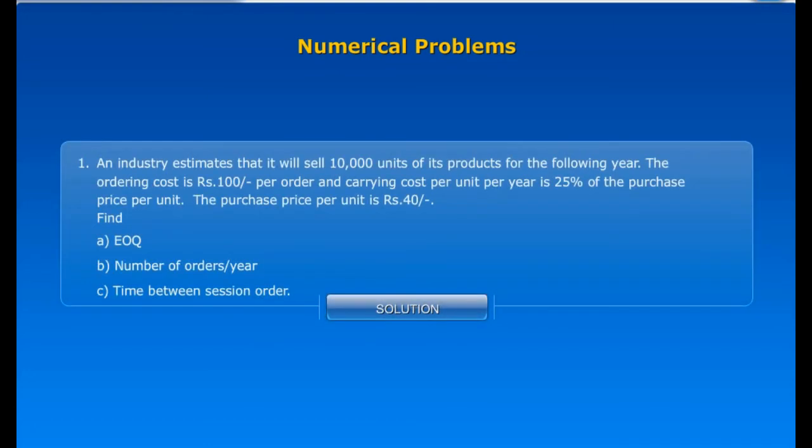Numerical problems. An industry estimates that it will sell 10,000 units of its products for the following year. The ordering cost is 100 rupees per order and carrying cost per unit per year is 25% of the purchase price per unit. The purchase price per unit is 40 rupees. Find EOQ, number of orders per year, time between successive orders.